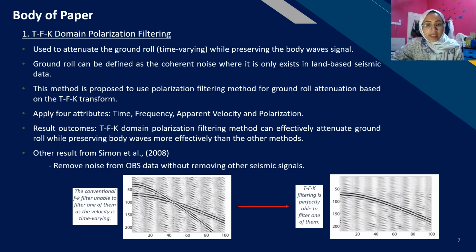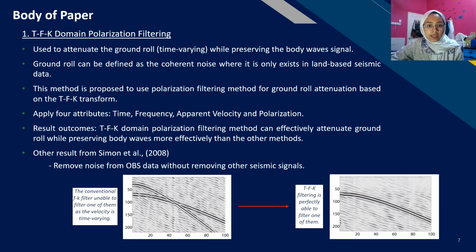This method extends the concept of FK domain to the TFK domain and proposes a polarization filtering method for the ground roll attenuation based on the TFK transform. This advanced method applies four attributes, which are time, frequency, apparent velocity, and polarization, that will be used to identify and extract the ground roll simultaneously. Generally, the more attributes are considered, the better the filter result obtained. For example, the result of time frequency filtering is better than frequency filtering. Therefore, the ground roll and body wave can be separated as long as they are dissimilar in one of these attributes.